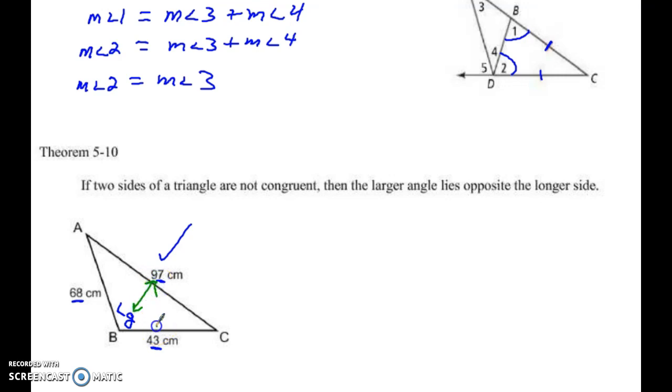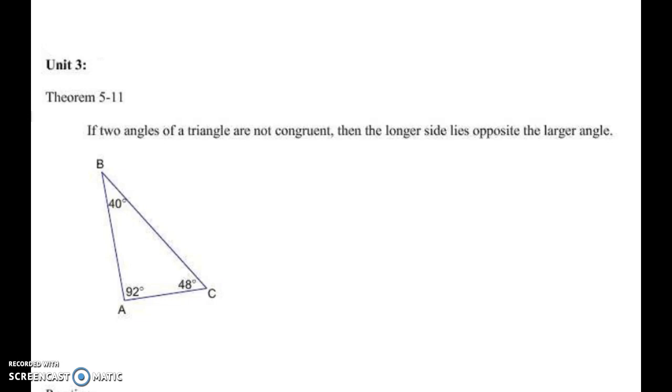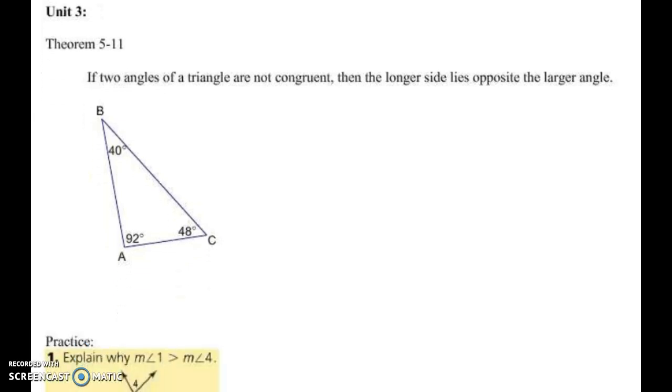Here's my smallest side. Across from that, angle A will be my smallest angle. So just remember the concept: longest side, largest angle, shortest side, smallest angle. Let's go over to our next page. And here we have angles. Well, vice versa. Look at this large angle. Across from it will be the longest side.